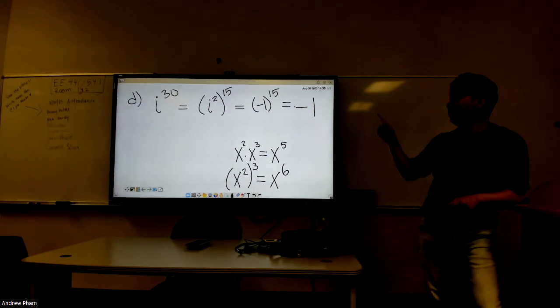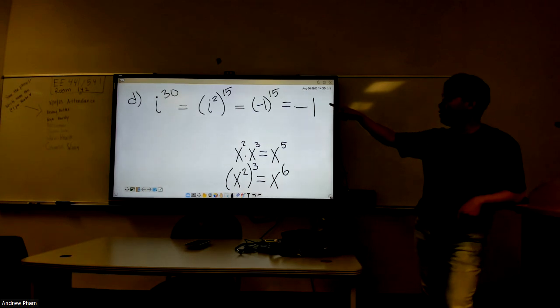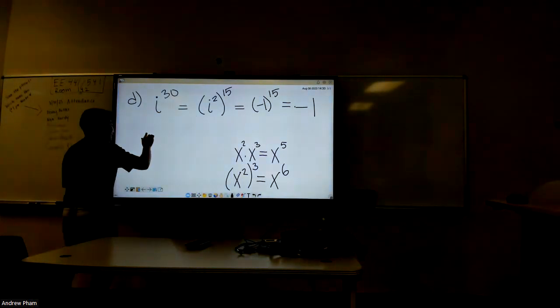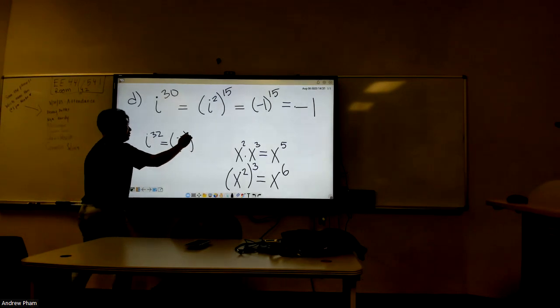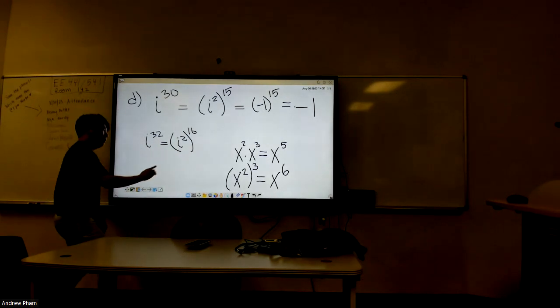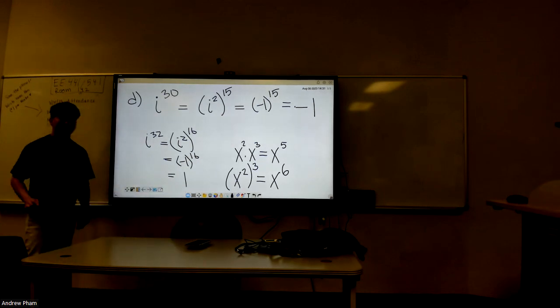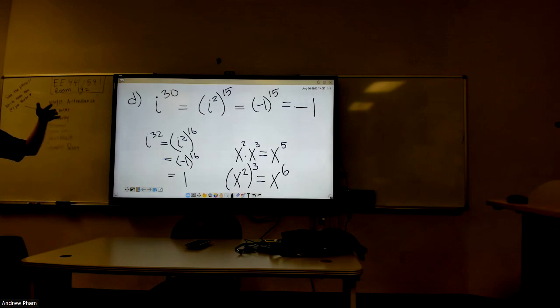We've got to be a little bit careful because it could be +1. Because if I did it as i to the 32nd power, this would be i squared to the 16th, which is -1 to the 16th power, which is +1. But if it's an even power, we know it's either going to be positive or -1.